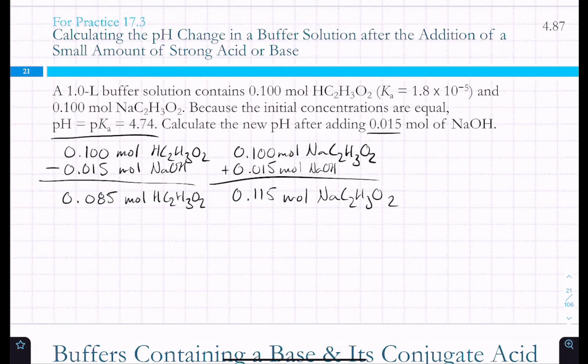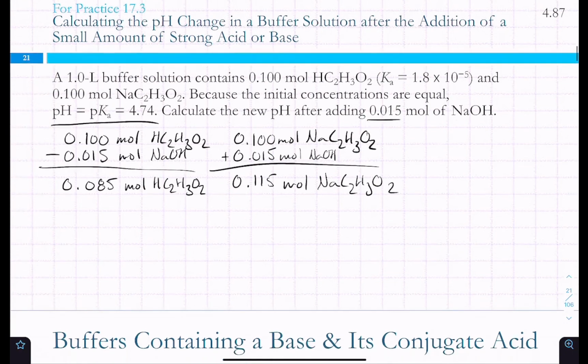And then do you think our concentrations are still large enough that we can use the Henderson-Hasselbalch equation? Save ourselves the trauma of an ice table? Yeah. Right, so we're still at least 100 times larger in both concentrations than the Ka, which is times 10 to the negative 5. So the Henderson-Hasselbalch equation is going to be pH equals pKa plus the log of the base over the acid.